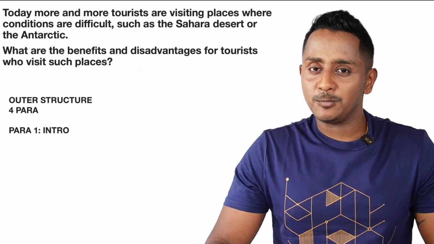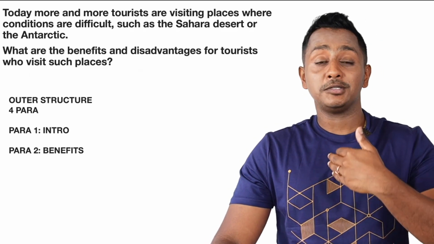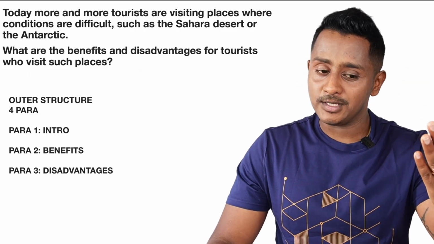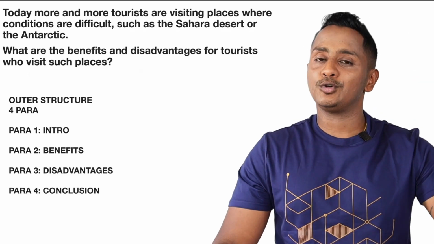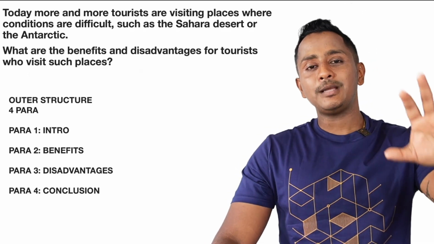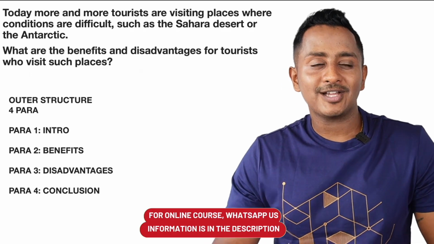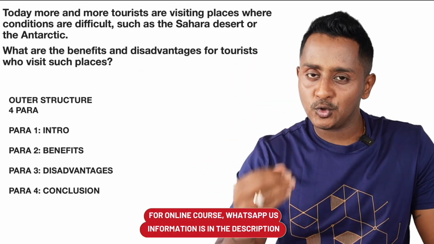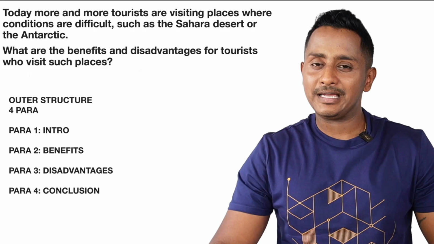The first para is going to be the introduction. In the second para, you're going to talk about the benefits. In the third para, you're going to talk about the disadvantages. And in the fourth para, you're going to talk about the conclusion. This is step 1, but it is not just about the outer structure. Internal structure also we need to define at the very beginning in step 1.